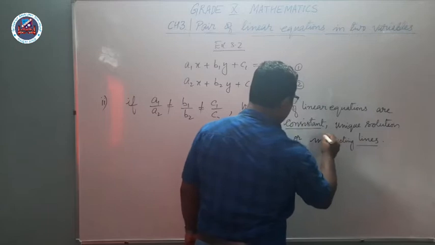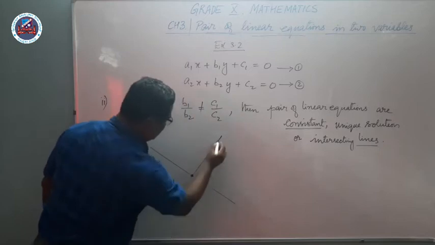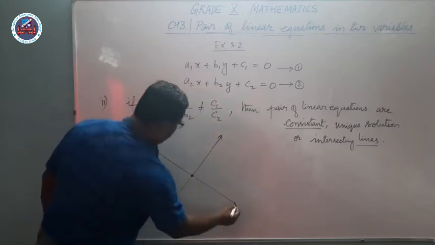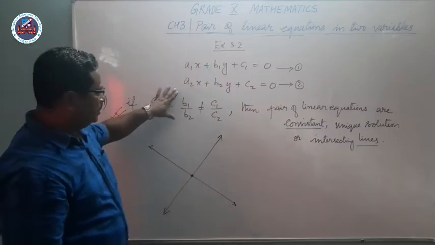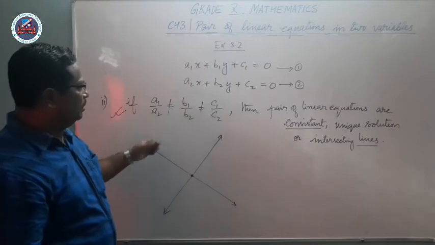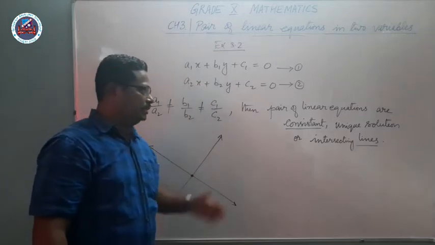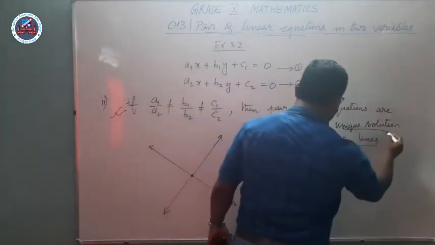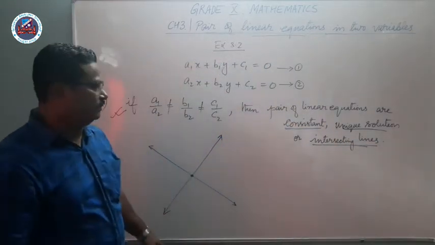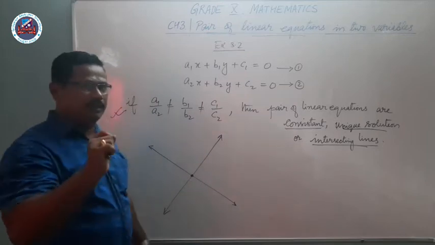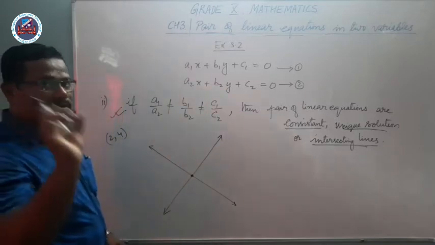So if the two graphs intersect like this at a point, then this will be your condition. This is the second condition. In that case, the ratios a1 by a2, b1 by b2 and c1 by c2 will all be different. Then the given pair of linear equations will have a unique solution, or the lines will intersect, or they are consistent. Here also you will get the values of x and y uniquely. Suppose x is 2, y is 4, like this you will get one answer.